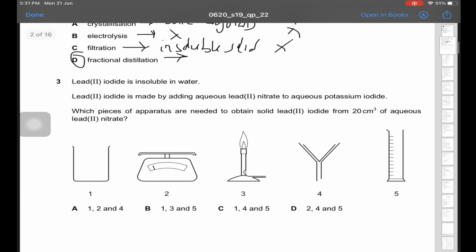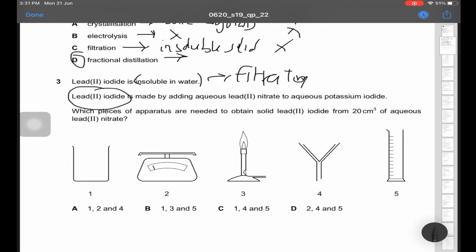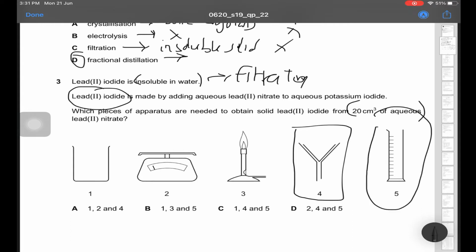Now, question number 3. It says that lead-2 iodide is insoluble in water. So definitely you have the idea of filtration to obtain the lead-2 iodide, so you definitely need the filter funnel, which is 4. And here it says 20 cm³ of aqueous lead-2 nitrate. To measure 20 cm³, you definitely need a measuring cylinder. And to pour the lead-2 nitrate into aqueous potassium iodide, you definitely need a beaker. So question number 3 is C.